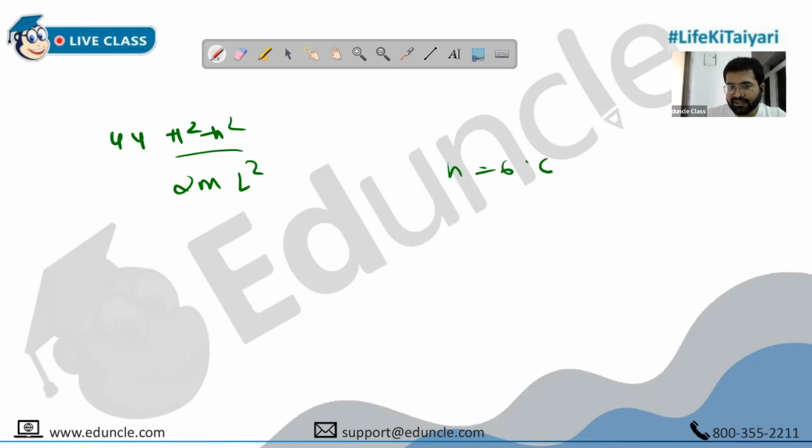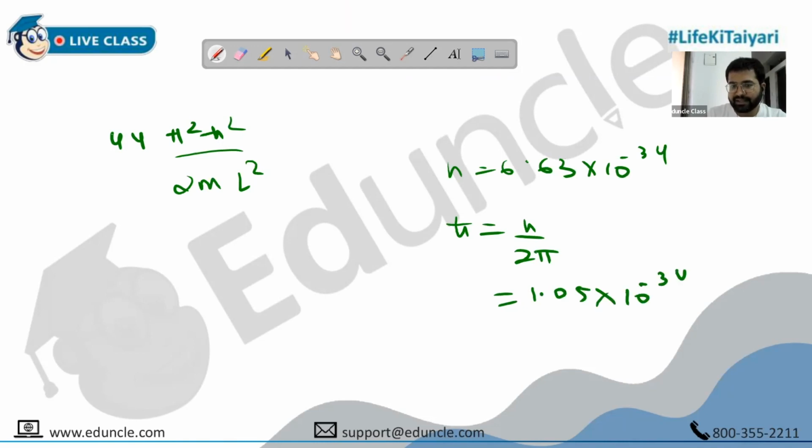H is obviously, we know, 6.63 into 10 raised to minus 34. H cut is h upon 2 pi. Have you by hearted the value of h cut too, by the way? It is 1.05 into 10 raised to minus 34. So you can directly substitute pi square h cut square upon 2 m L square, and just take care in exam regarding the mass. If it is electrons, then you will use 9.1 into 10 raised to minus 31. But if it is something else, then you will use the respective mass. Take care of the mass part.